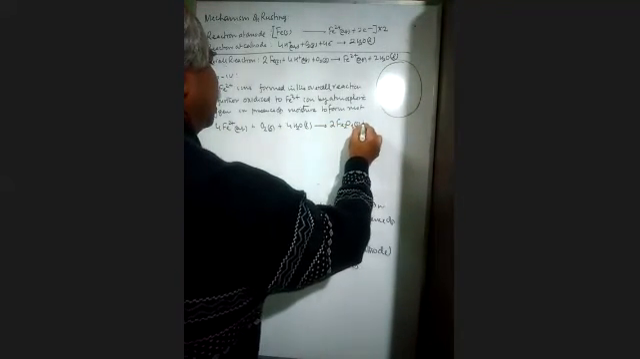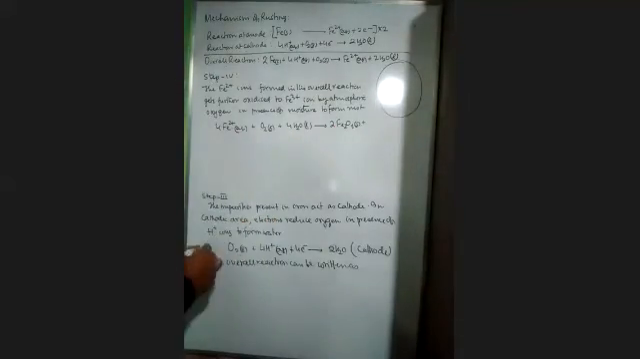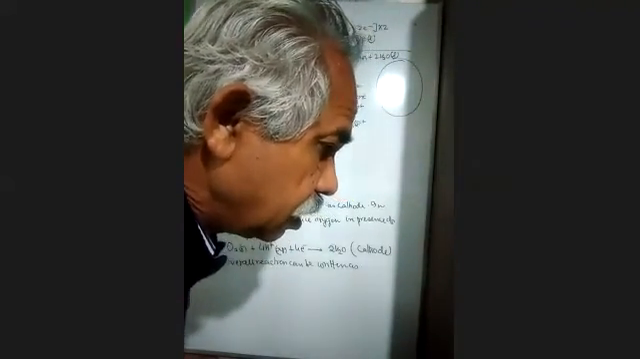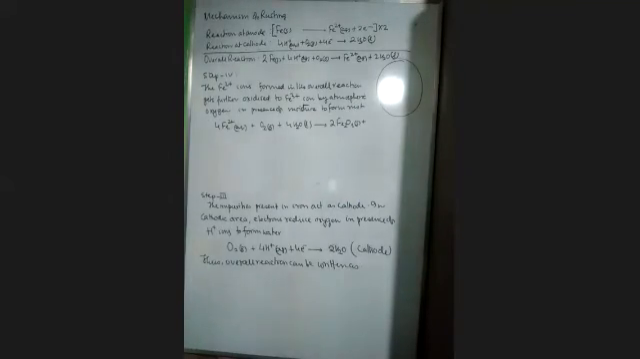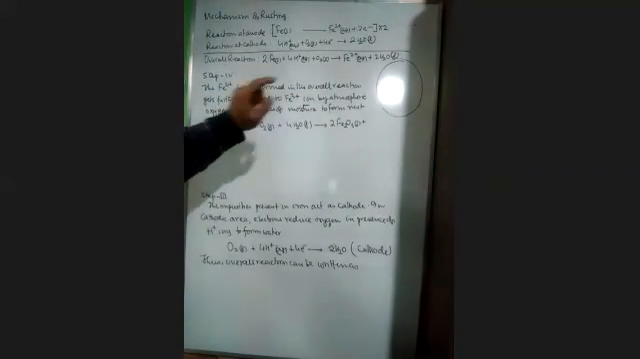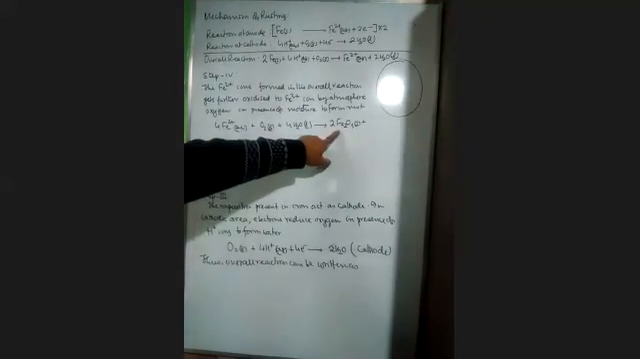Excuse me, sir. Yes, sir. Sir, in the overall reaction you wrote Fe2 plus, while in the statement you wrote Fe3 plus. Oh no, dear. The Fe2 plus formed in the overall reaction gets further oxidized to Fe3 plus. See, here the oxidation state is Fe3 plus. This is ferrous, ferric. Okay, sir.